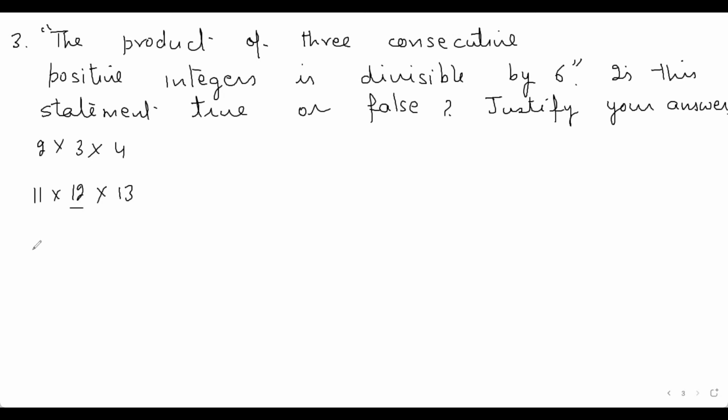Write one more: 31 into 32 into 33. Now this number is divisible by 3, and this number is divisible by 2. It means this is divisible by 6. So what we have seen is that this is divisible by 6, this is divisible by 6, this is divisible by 6. So the product of three consecutive positive integers is divisible by 6. So this is a true statement.